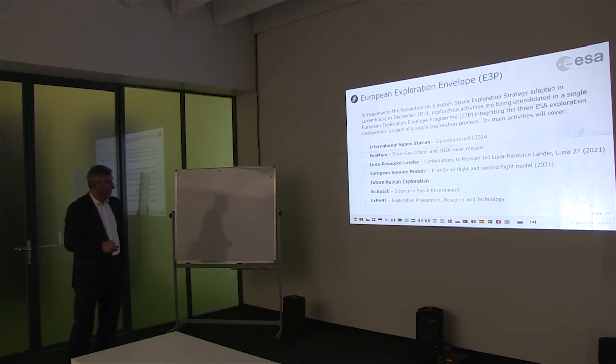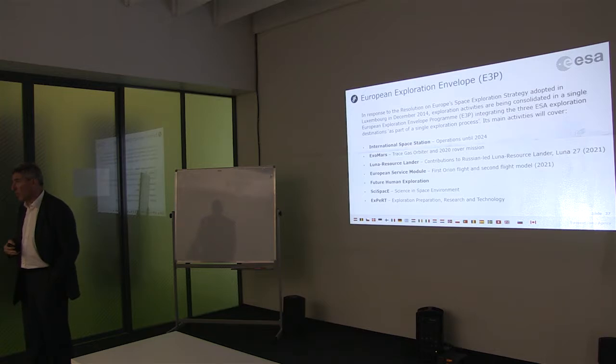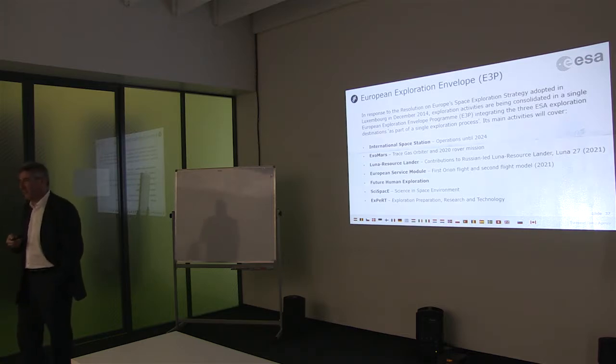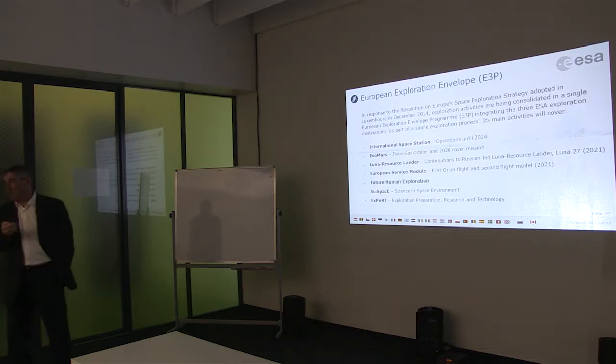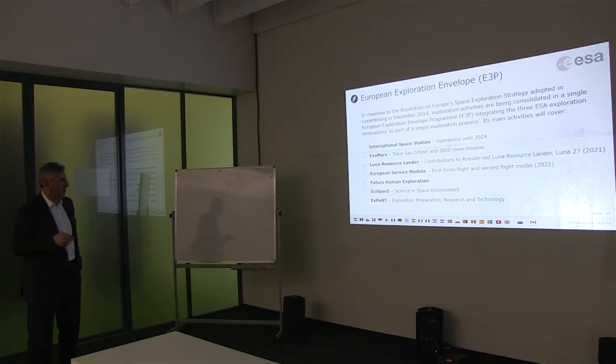The European service module, it's interesting because some of you saw the movie Apollo 13. Remember the part that failed, the service module? That's the one we're doing for the next capsule, Orion. So if they trust us to make that piece, it means we are somewhat good enough. Not as good as Russia, but good enough.